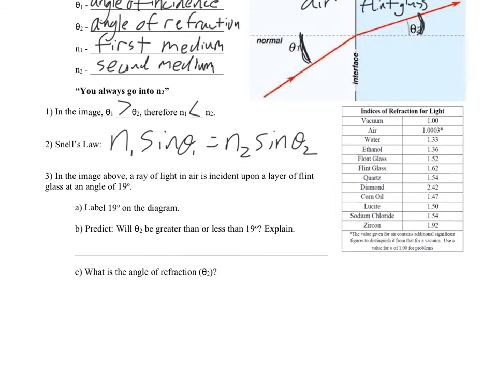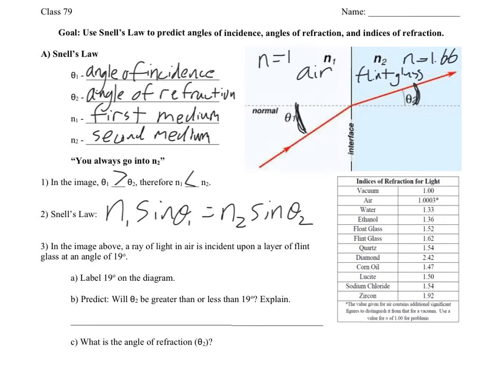In the image above, a ray of light in air is incident upon a layer of flint glass at an angle of 19 degrees. Label the 19 degrees on the diagram. So that 19 degrees is going to go up here. Will theta 2 be greater than or less than 19 degrees? You can tell just from the picture that it's going to be less than.